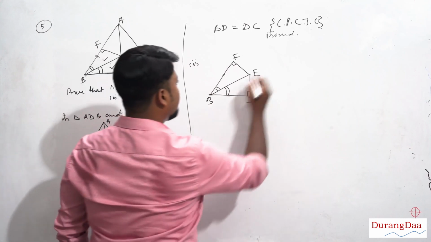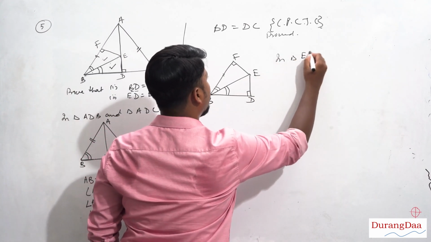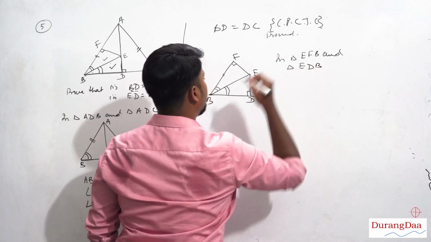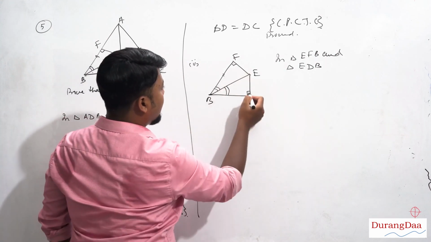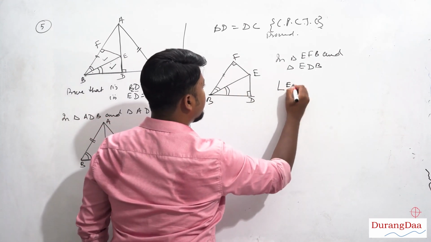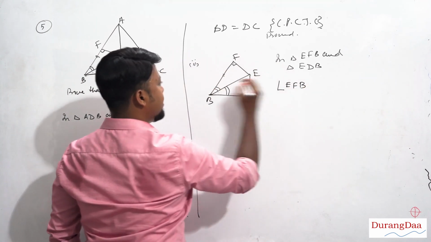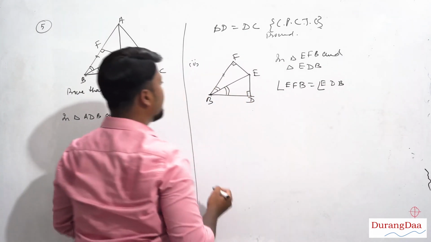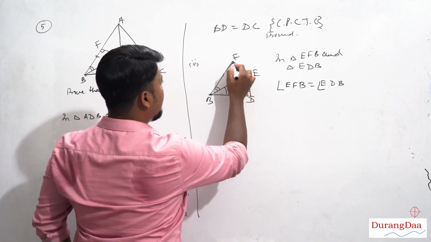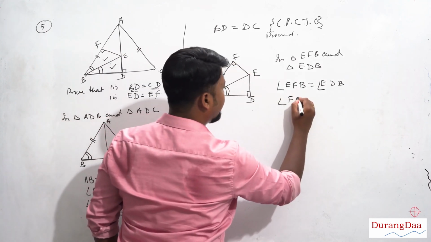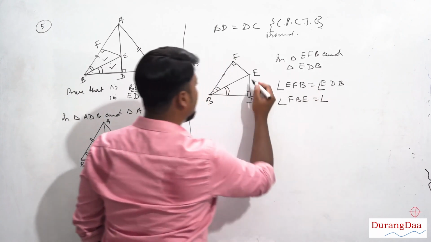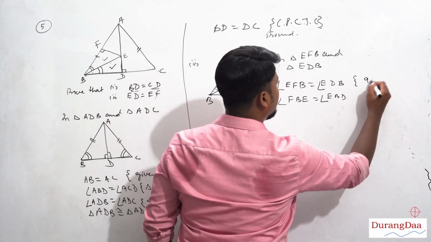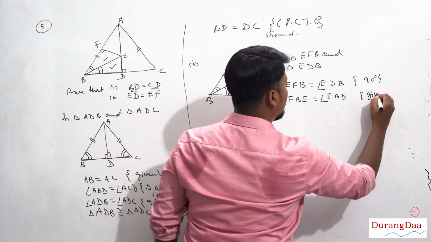Okay, let's start. So in triangle EFB and triangle EDB, all right, first thing you can see, both are having 90 degrees. So I will just write it down. Angle EFB is equal to angle EDB. First part done. Now this is already given here. Angle FBE is equal to angle EBD. The reason for this one is 90 degrees given. This is also given in the question.